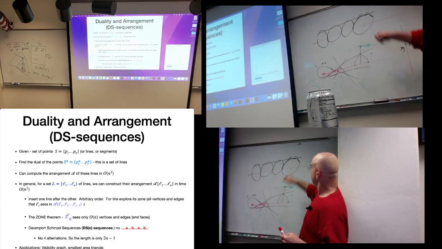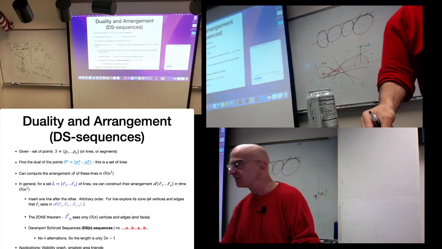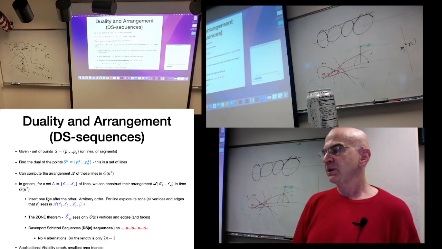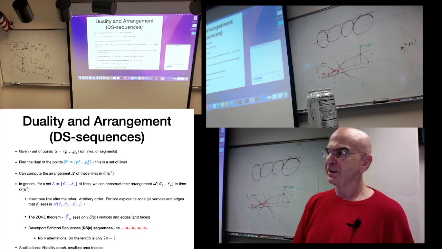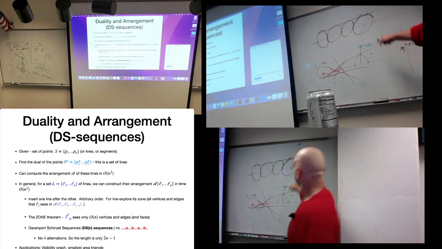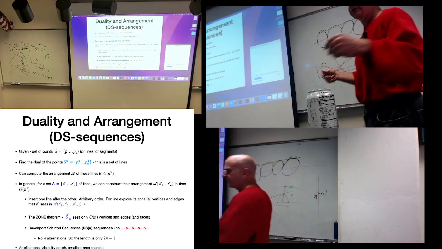And it could be that one of these faces has huge complexity. Every line participates in this face. But it cannot be that a lot of the faces have large complexity, to be precise. The total sum of edges in each one of these faces is only order n.